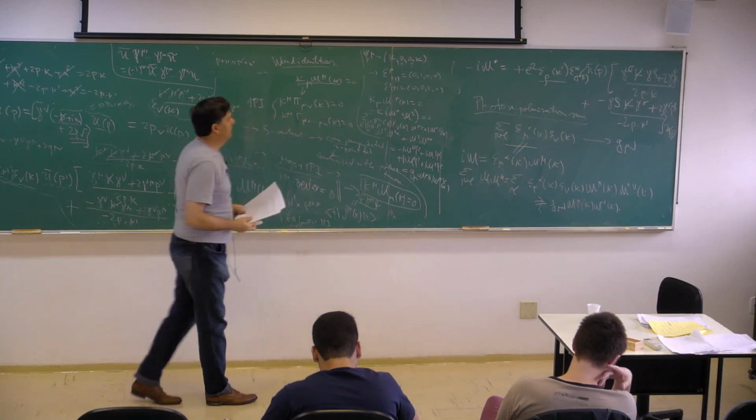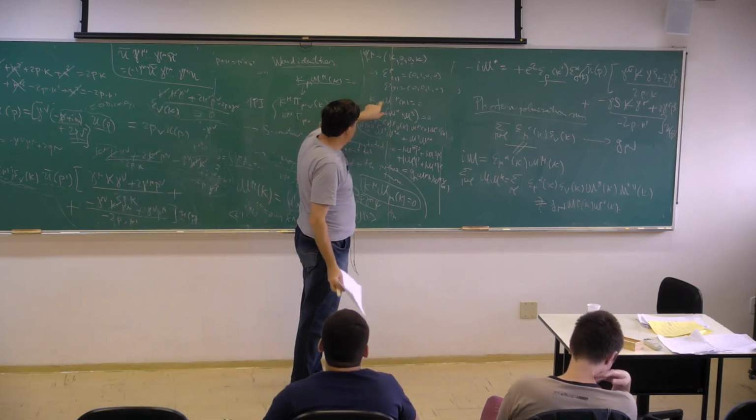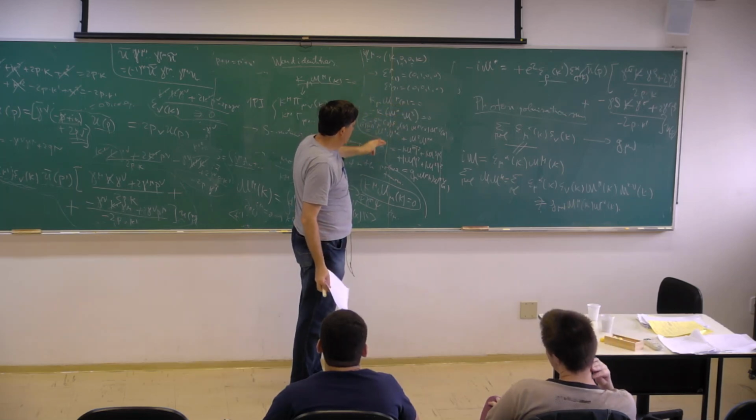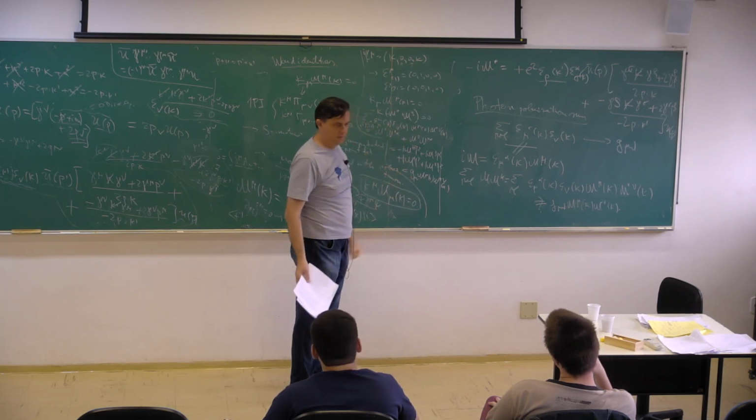Okay, so given that k mu M mu of k is equal to 0, the sum of polarizations just reduces to replacing this object with g mu nu. Okay.